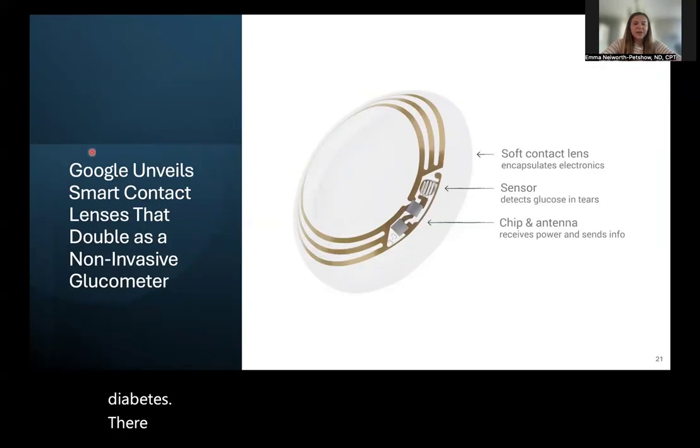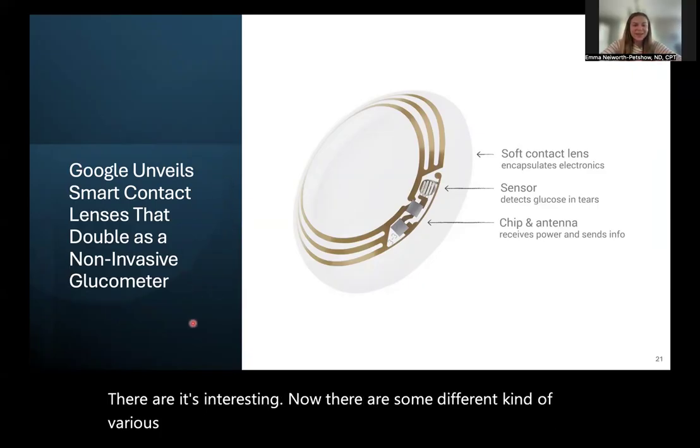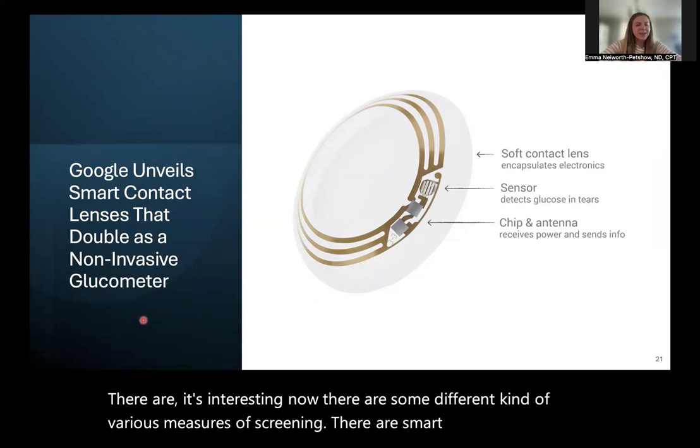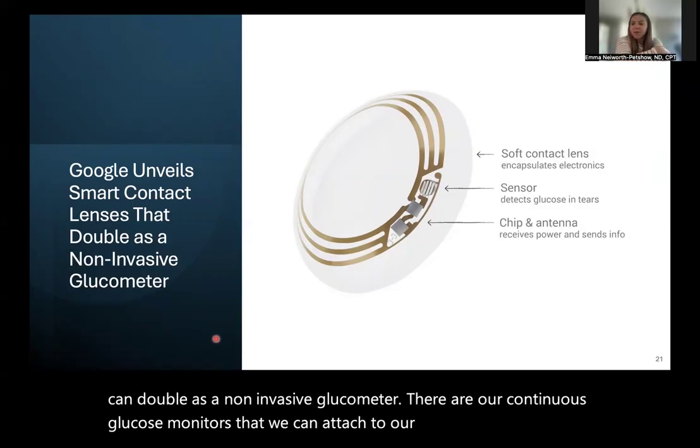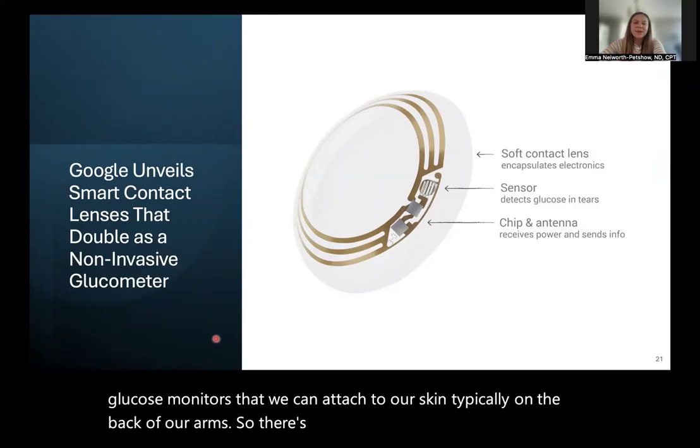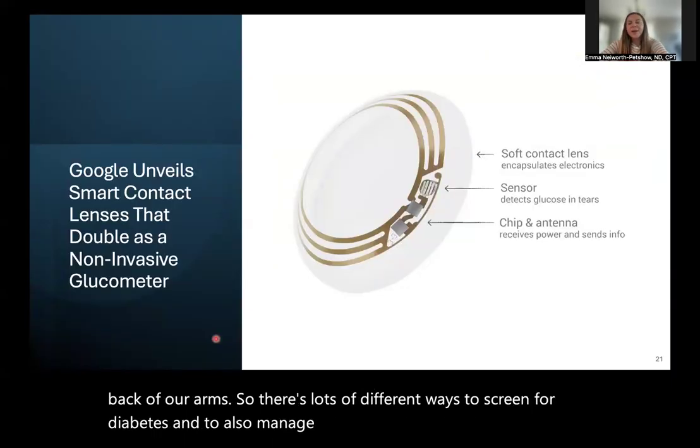It's interesting now, there are various different measures of screening. There are smart contact lenses that can double as a non-invasive glucometer. There are continuous glucose monitors that we can attach to our skin, typically on the back of our arms. So there's lots of different ways to screen for diabetes and to also manage sugar.